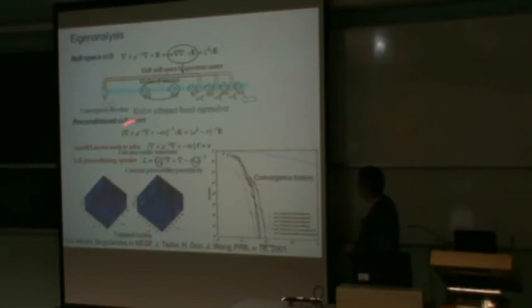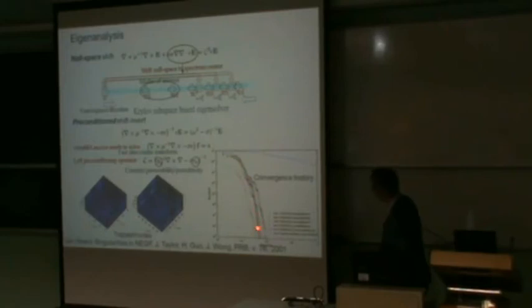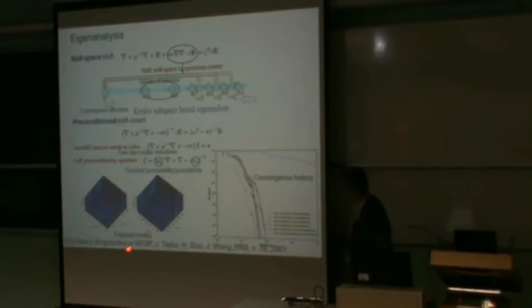And because of this, we have a way of preconditioning such a kind of system using a preconditioner, so that after preconditioning, the convergence history of this method is very good. So this actually is a way to look for eigenmodes of very complicated structures and then use those eigenmodes as preconditioners.